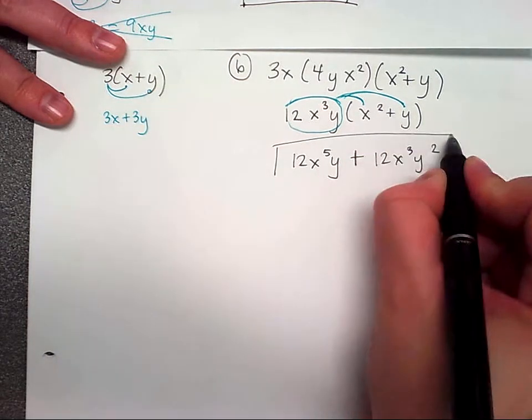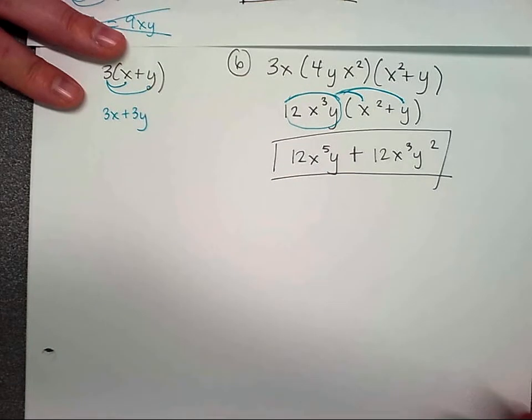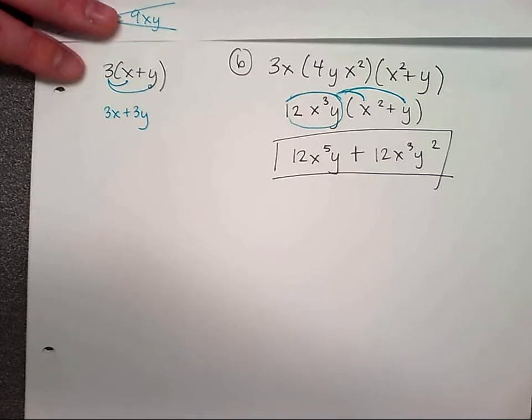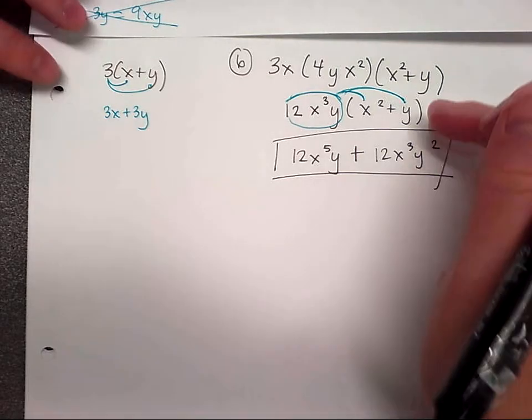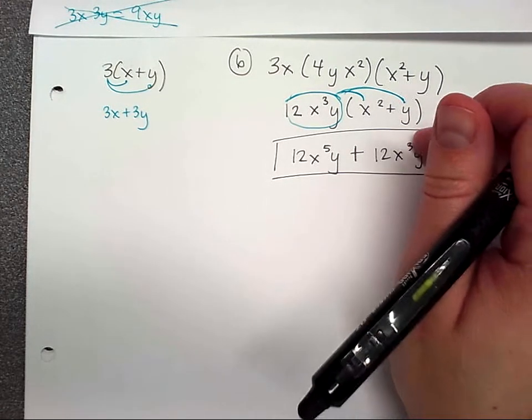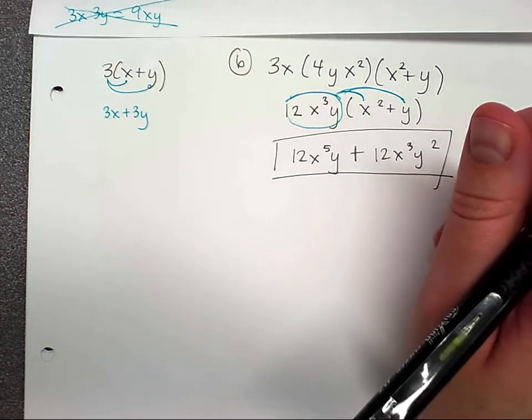And that's my answer. I guess I did do the whole distributing in my head, but then I went from step 1 to just 12x to the fifth y plus 12x cubed y squared, the answer. If I were doing this, I would write this middle stuff just to stay organized. Okay, how do you guys feel about this?